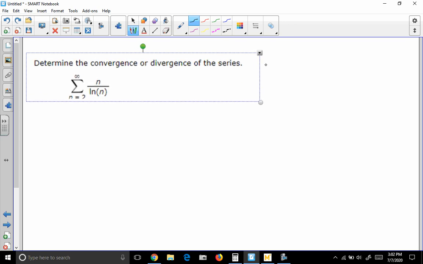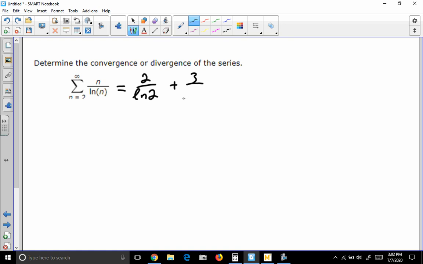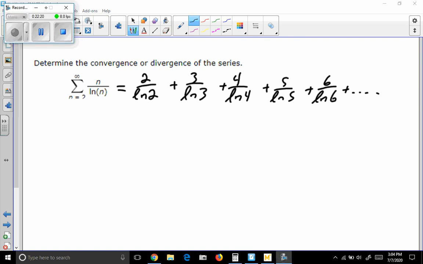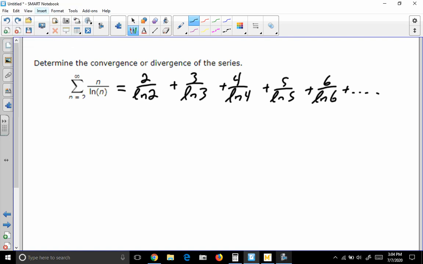This one, if we just list some terms of it, it says start with n equal 2. So 2 over natural log of 2. And then 3 over natural log of 3. And then 4 over natural log of 4. If we notice, there's not a number that we're multiplying by each time to generate the numerator.